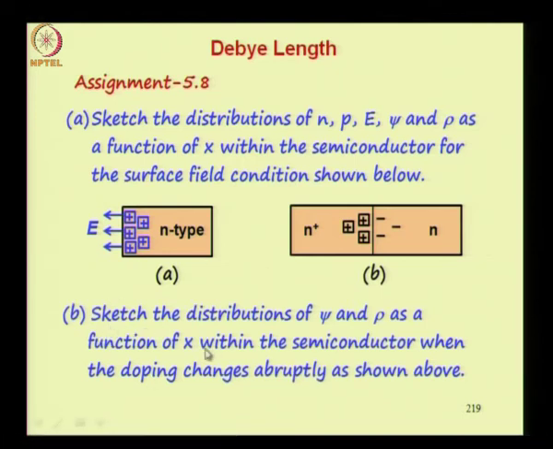Another assignment: sketch the distributions of psi and rho as a function of x within the semiconductor when the doping changes abruptly as shown above. So here doping is changing from n plus to n suddenly at this point, and there will be a space charge region in which, on the left hand side, you will have some ionized donors being exposed because of electrons being transferred from the high electron concentration region to the low electron concentration region. So these are the transferred electrons from n plus.